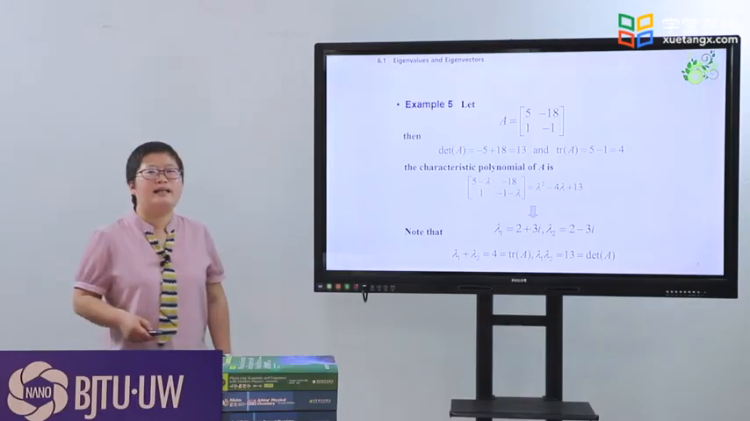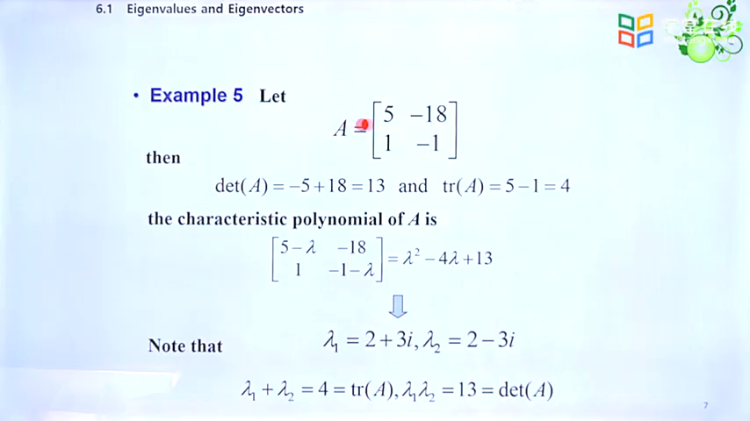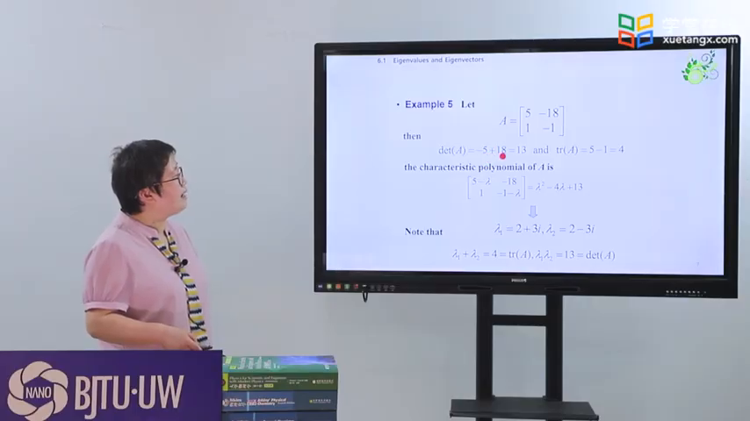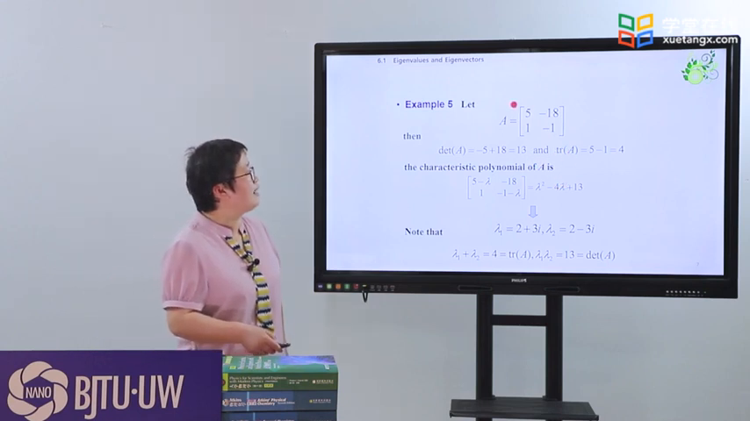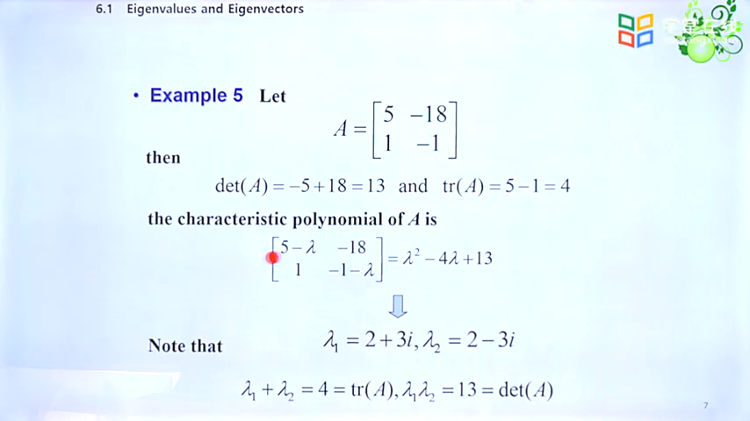See this example. Let A be a 2 by 2 matrix. Then the determinant of A equals minus 5 plus 18, which equals 13. And the trace of this matrix A equals the summation of the diagonal entries, so it's 5 minus 1, which equals 4. The characteristic polynomial of A is the determinant of this matrix, with 5 minus lambda, minus 1 minus lambda, minus 18, 1. The determinant equals lambda power 2 minus 4 lambda plus 13.